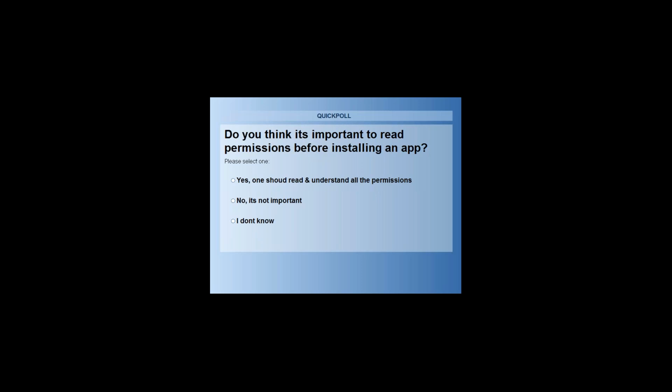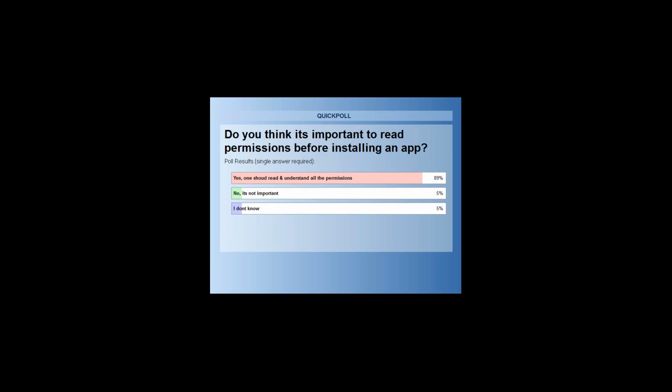Although there are third-party apps wherein if you download apps from third parties, then they do not have this mandate of showing the app permissions before you install. I think it's time now for me to close this opinion poll and share the results with you. Well, 89% of today's audience feel that yes, one should read and understand all the app permissions. So well done, audience. Give a pat on your back because this is exactly what you should be doing.